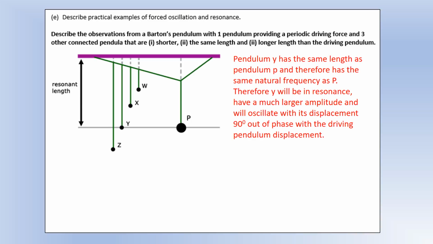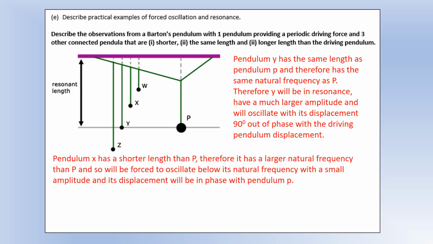So first of all, let's talk about pendulum Y, which has the same length as pendulum P, which means it has the same natural frequency as P. So what's going to happen is Y is going to be in resonance and have a much larger amplitude. And what you'll also notice is its displacement is 90 degrees out of phase with the driving pendulum displacement.